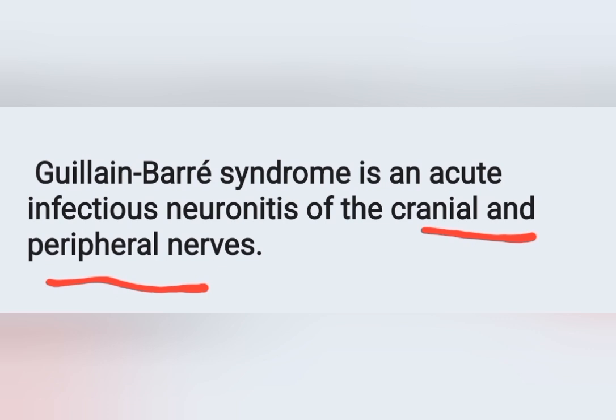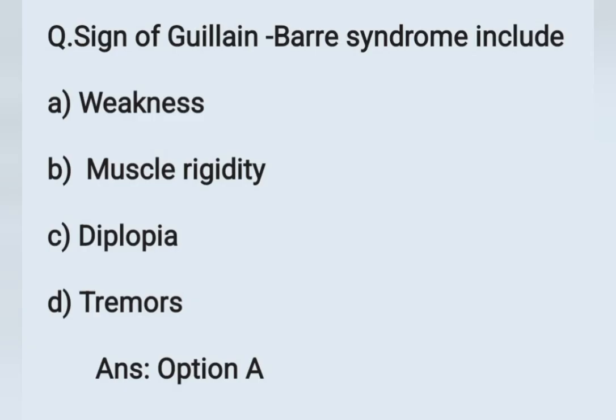Its signs and symptoms include paresthesia, then pain, weakness of the lower extremity, also gradually weakness of the upper extremities, and also weakness of the facial muscles. There may be chance of respiratory failure. So here the correct answer is weakness. Weakness means weakness of the lower extremities, also upper extremities and facial muscles. So the correct answer is weakness.